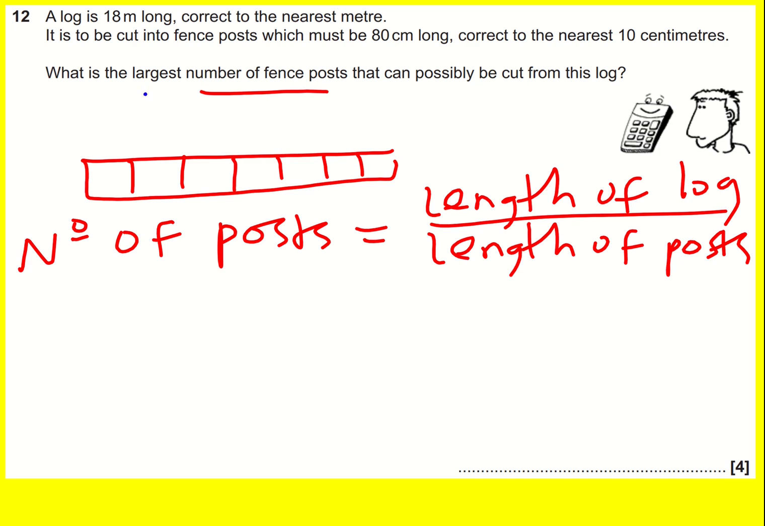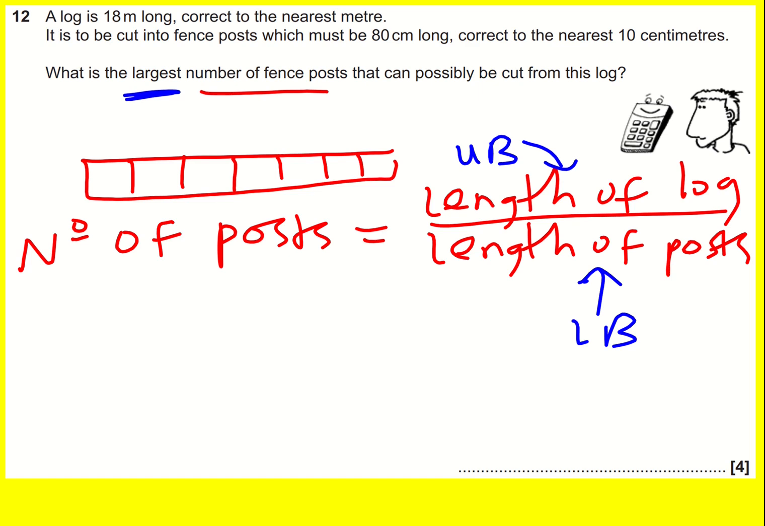Now, how are we going to get the largest number of fence posts? This is a lower and upper bound problem because we know that the log is 18 meters to the nearest meter. Now, this is the thing on the numerator, so we want to make this as big as possible, and we're going to use the upper bound of the length of the log. And then we want to cut it into as many posts as possible. We want the post to be as small as possible because a large number divided by a small number is bigger than a large number divided by a large number. We want to minimize this, so we're going to use the lower bound for the length of the posts.